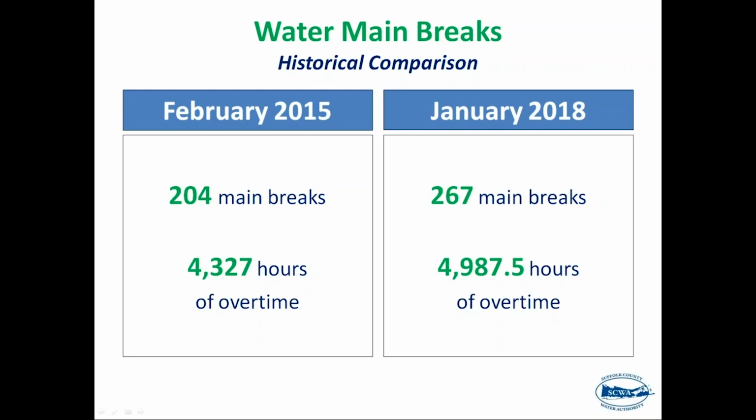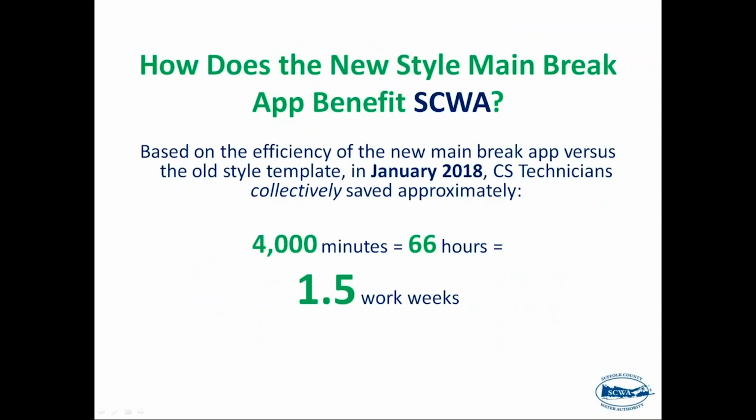Most of those 267 main breaks happened in a 2-week period. So it was pure chaos from the field workers' standpoint because of how many people they were having to bring in. Managers were having to go out there, having to pull in contractors just to get all the main breaks fixed. But the good news is they were able to have these tools to their advantage, because back in 2015, they didn't have these applications available to them.